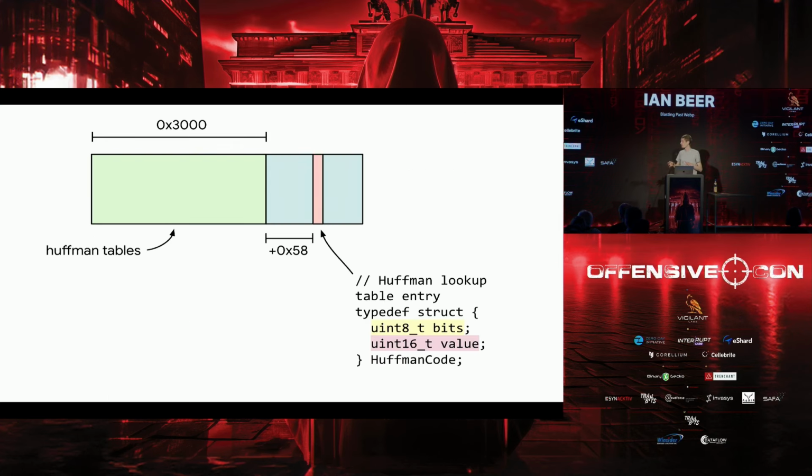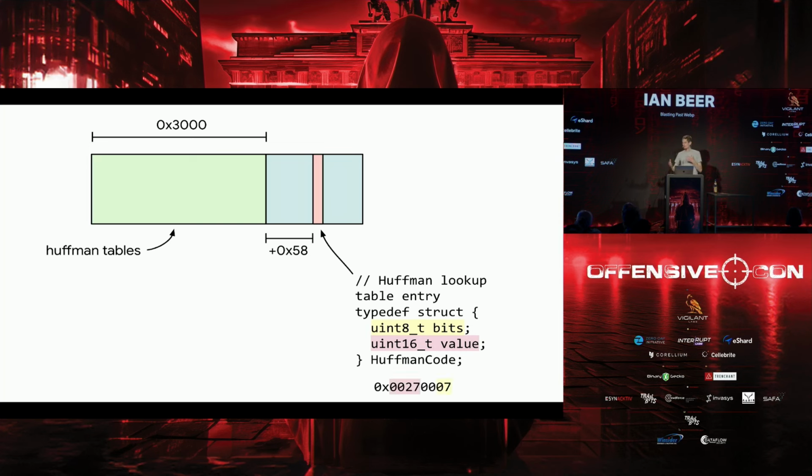So the TLDR of the primitive that you have to exploit remotely in a 0-click, 0-interaction setup is that there will be a hex 3000 byte allocation of these Huffman tables. And the primitive you get is that hex 58 bytes off the end of that, there will be one single Huffman code value written with these two fields.